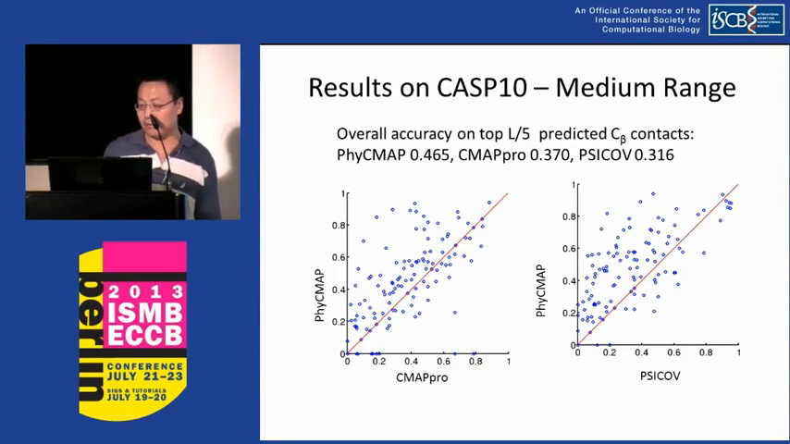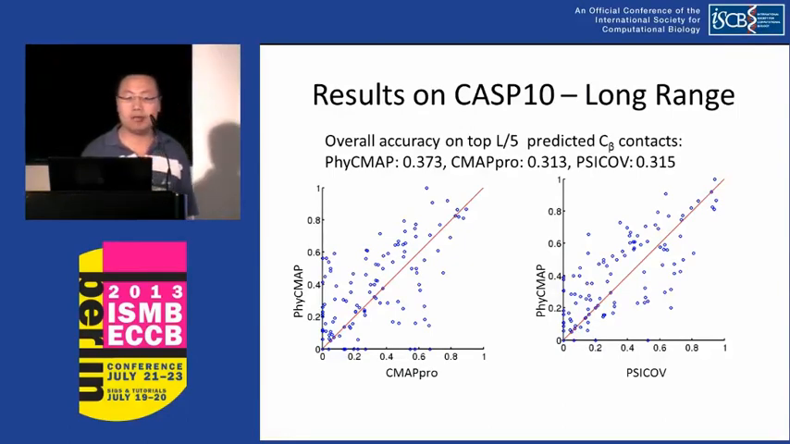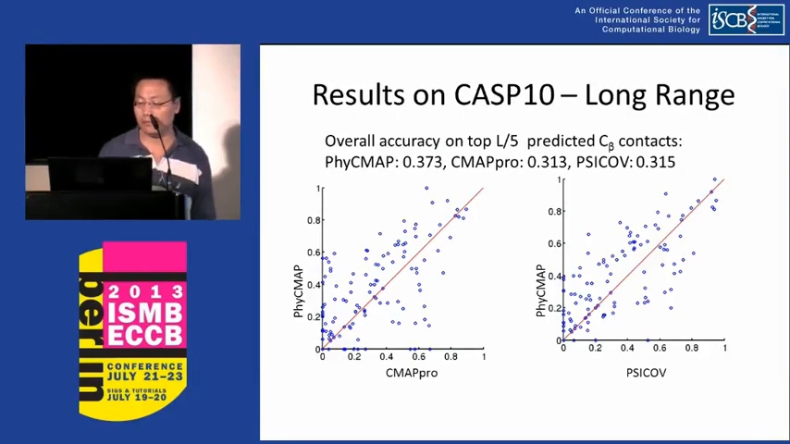And here is the result for the long-range contacts. Long-range contact prediction usually is much harder than the medium-range contact prediction, but still, overall, our method is better than CMAP and CyCoV here, although the advantage is not as large as the medium-range contact prediction. So these are the performance on all the targets.